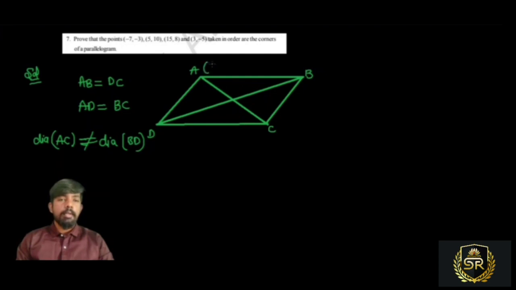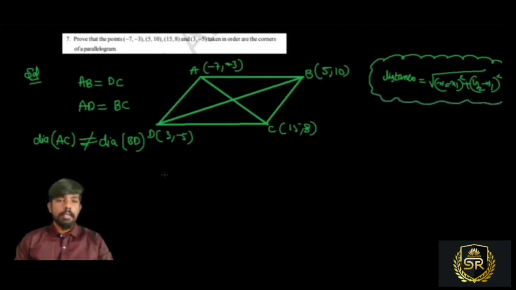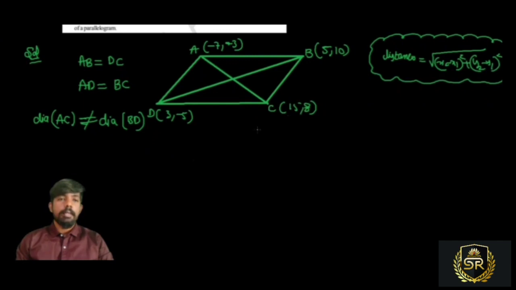Now the points are given. A point is minus 7 comma minus 3. B point is 5 comma 10. C point is 15 comma 8 and D point is 3 comma minus 5. Therefore, we can find the AB distance. The distance formula is root over x2 minus x1 whole square plus y2 minus y1 whole square. This is the formula. Now we will find the AB distance first.